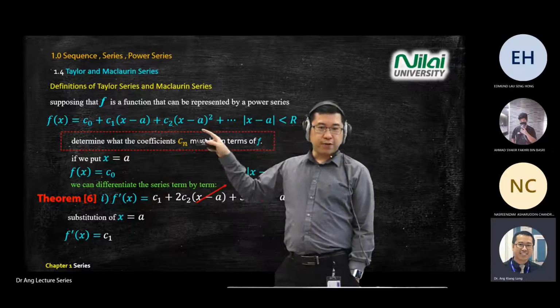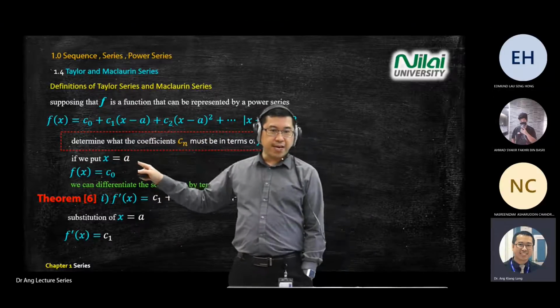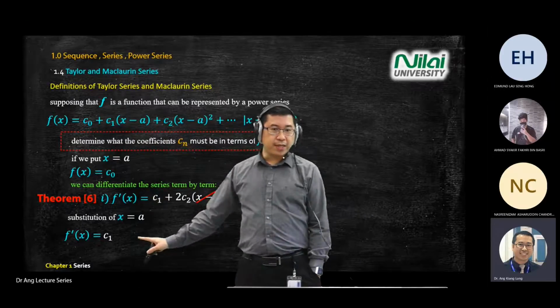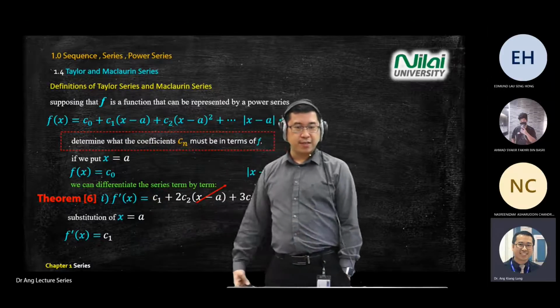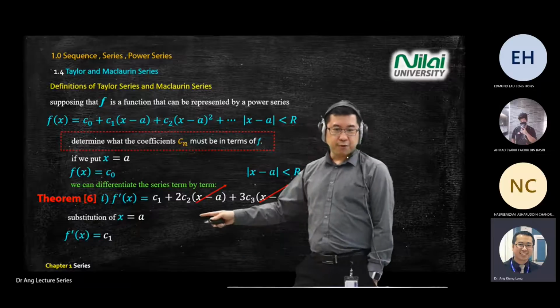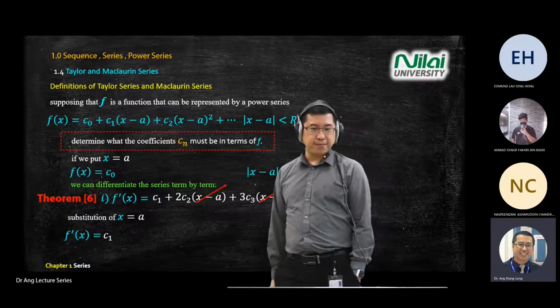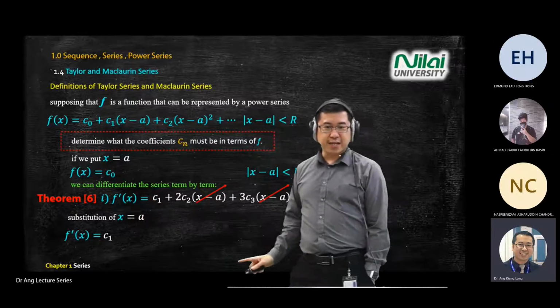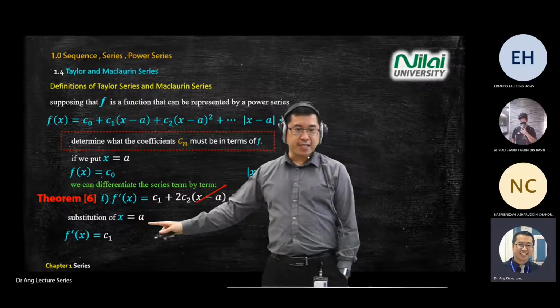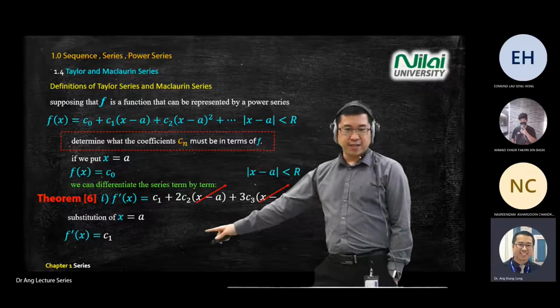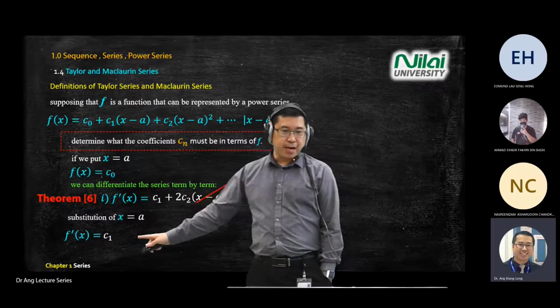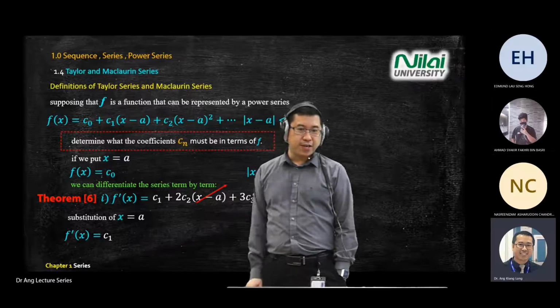before you differentiate, if you have x equal a, you get C0. You differentiate one time, you get C1. Do you want to guess if you continue to differentiate a second time? If you differentiate this equation a second time and then you replace x equal a, do you think you can guess what is the double differentiation you will get?